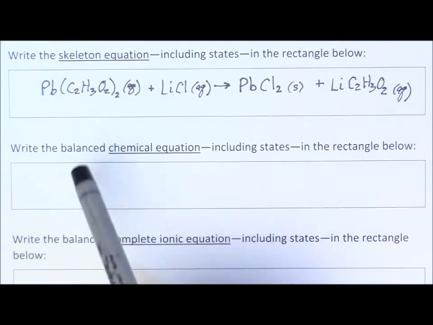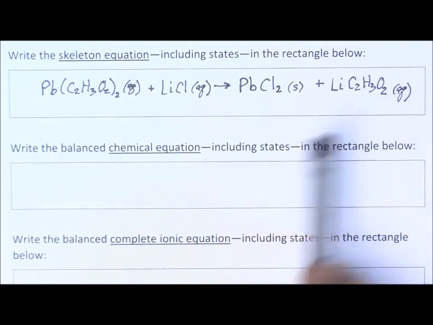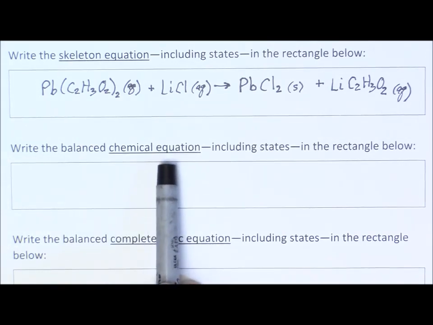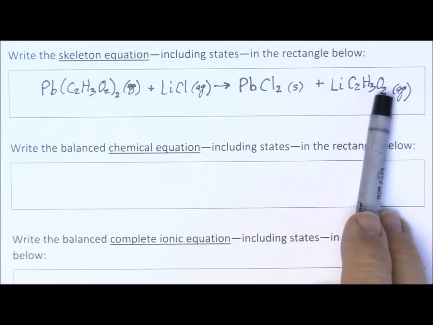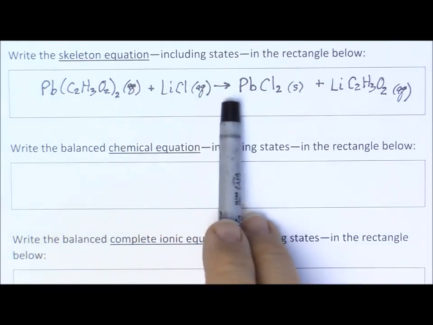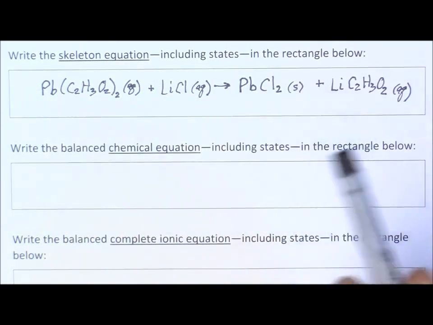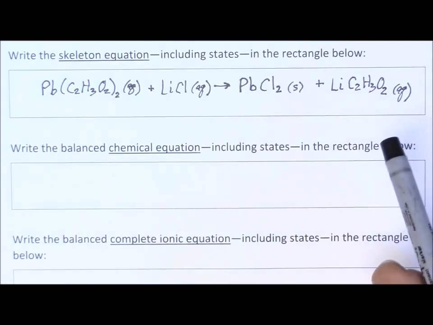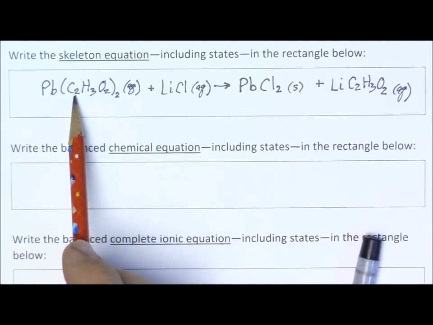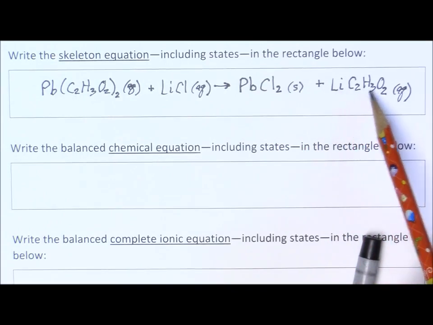Hello again. We now have the skeleton equation for this reaction. Now we're asked to write the balanced chemical equation including states. What that really means is take the skeleton equation and put in the appropriate coefficients in front of however many of these compounds we need coefficients in front of. What that does not give us a license to do is start changing any of these subscripts. We can't change any of these subscripts now. They're frozen in our skeleton equation.